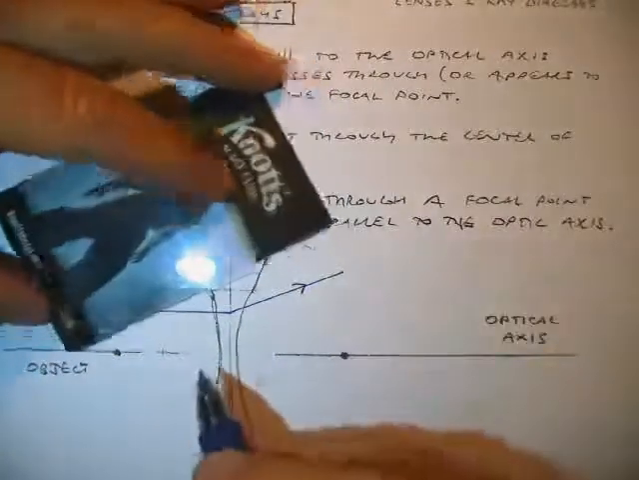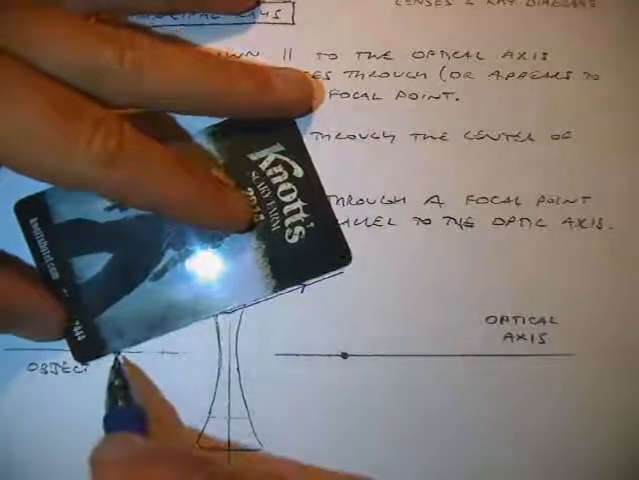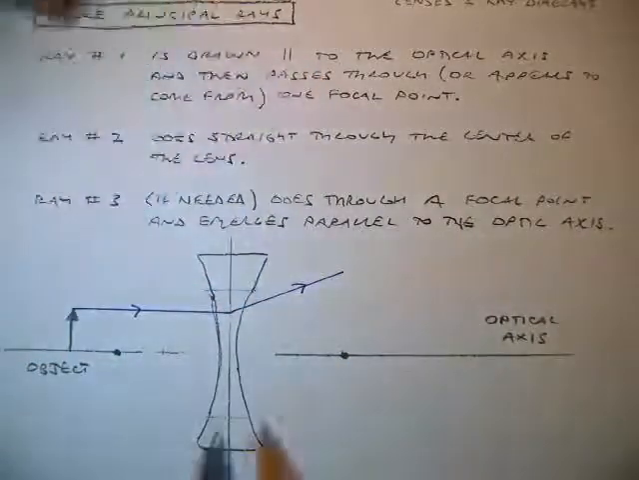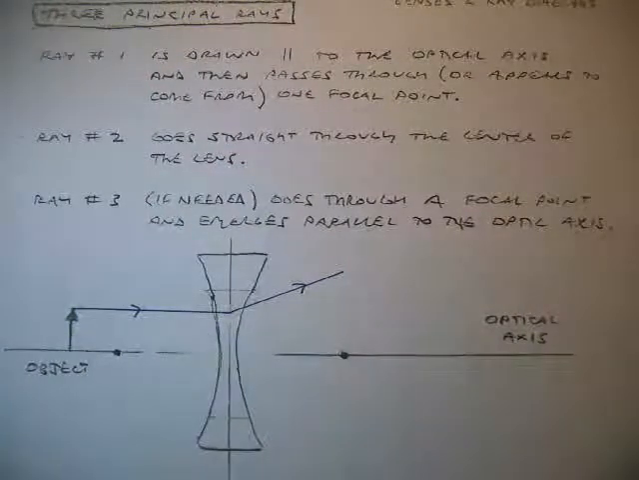But it's not in just some random direction. It's as though it had come straight from that focal point. So when you're lining this up, you've got to get that part right. Okay, so there's one of the light rays. A light ray would come in and then just diverge away like that.